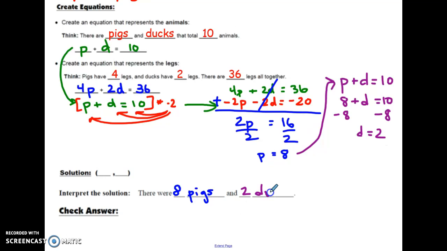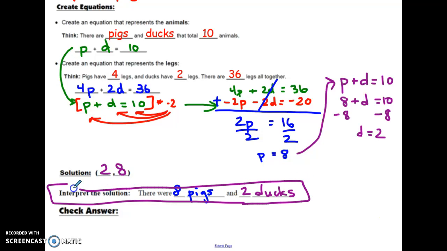Now if you're trying to write your answer as an ordered pair, remember ordered pair means you're writing in alphabetical order. D comes before P, so technically you would have the solution written like this. But even better is a sentence answer that says there were 8 pigs and 2 ducks.